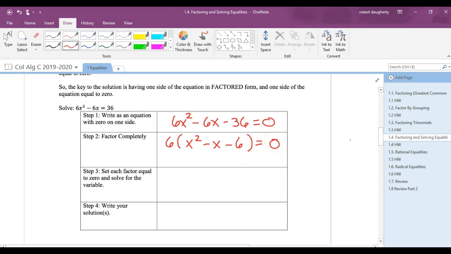Now, which is an easier thing to factor, this one or the one in parentheses? The one in parentheses. Now, what is our method for factoring that? I need two numbers that do what? Yeah, multiply to negative 6 and add to negative 1. What numbers will do that?